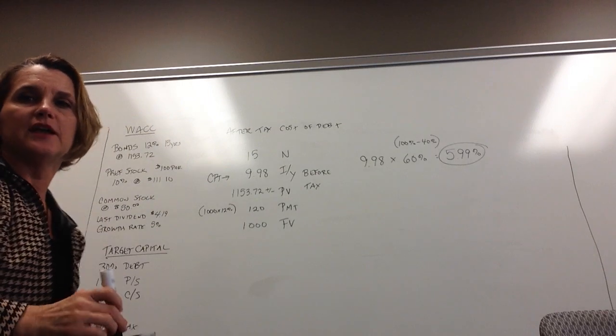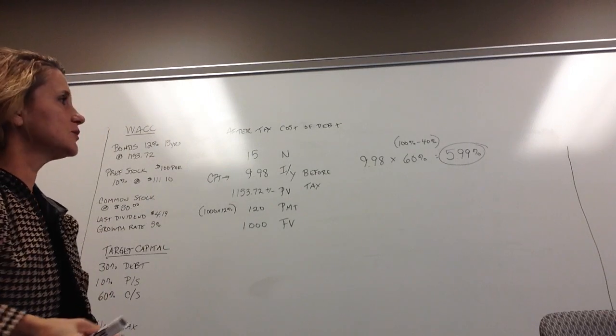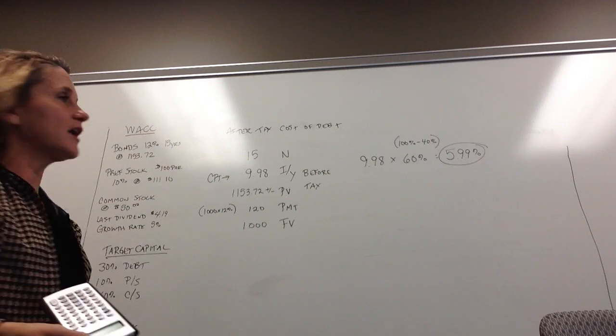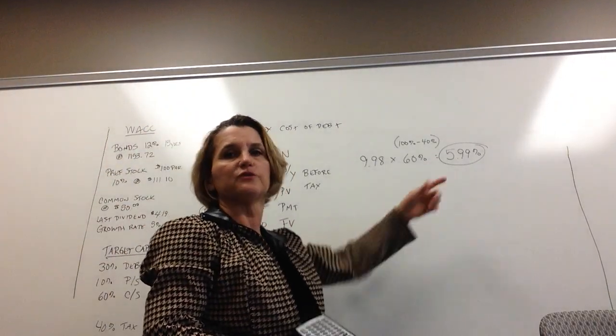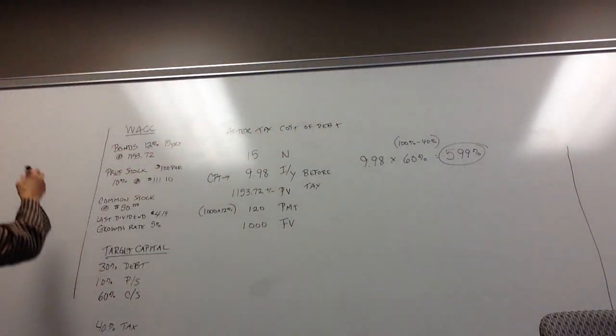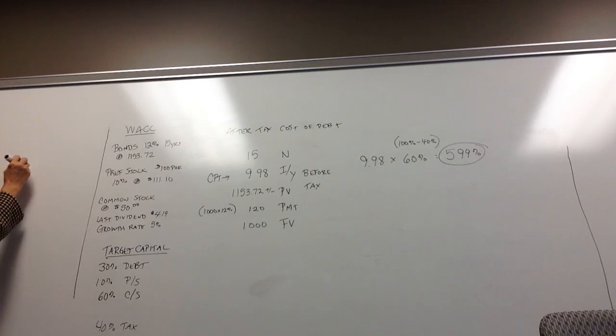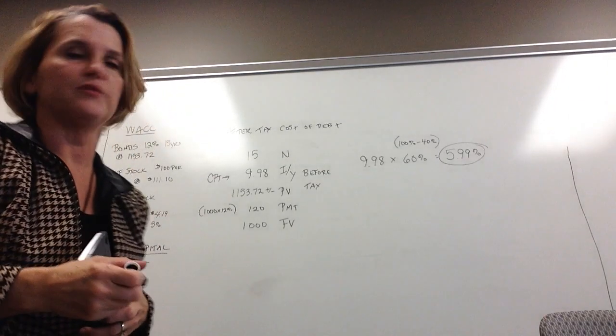The reason we do that is because interest is tax deductible, so we get a savings on that rate, which makes debt the cheapest form of financing. So I'm going to write that over to the side, because I'll need to erase this so that I can continue to the next computation.